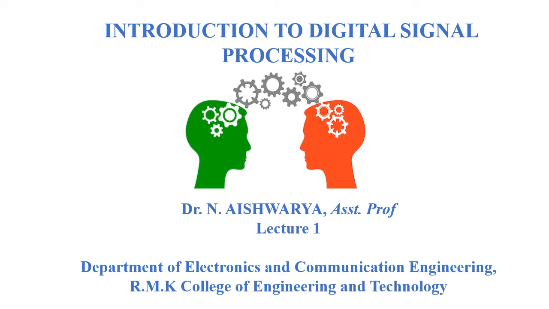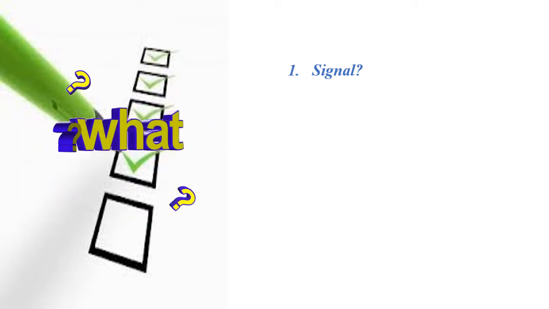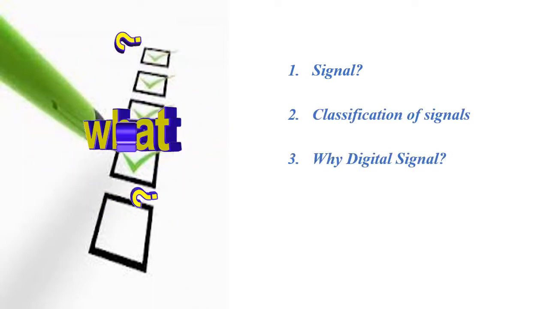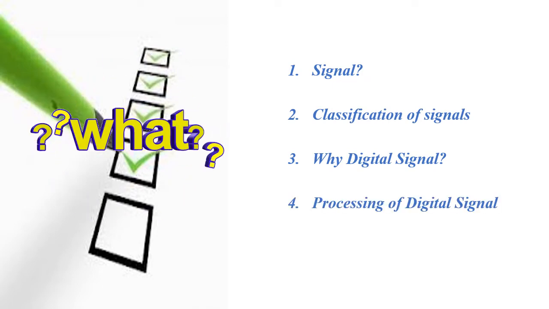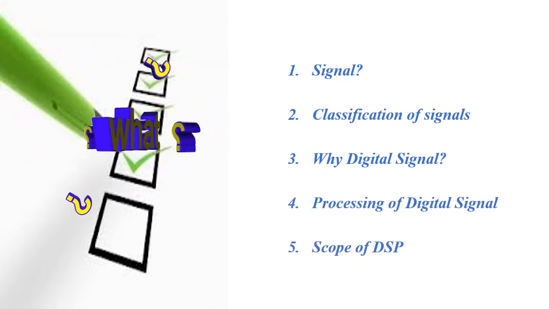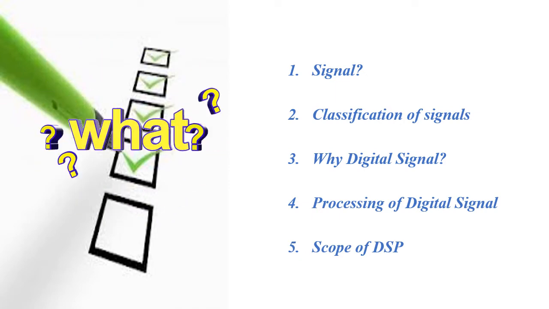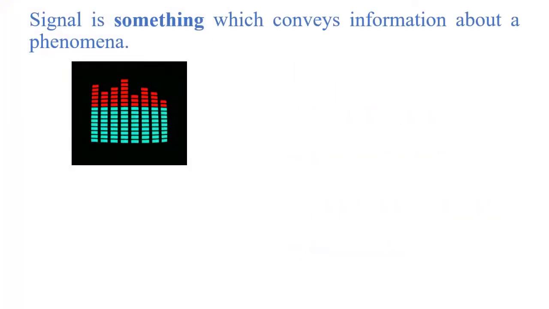Before going into the deep concepts of digital signal processing, let us first brush up some of the basic terminologies associated with the subject. Let us recollect what is meant by a signal, what the classifications of signals are, why we opt for digital signals, how to process a digital signal, and what career opportunities are available to study DSP. First, let us define what is meant by a signal.